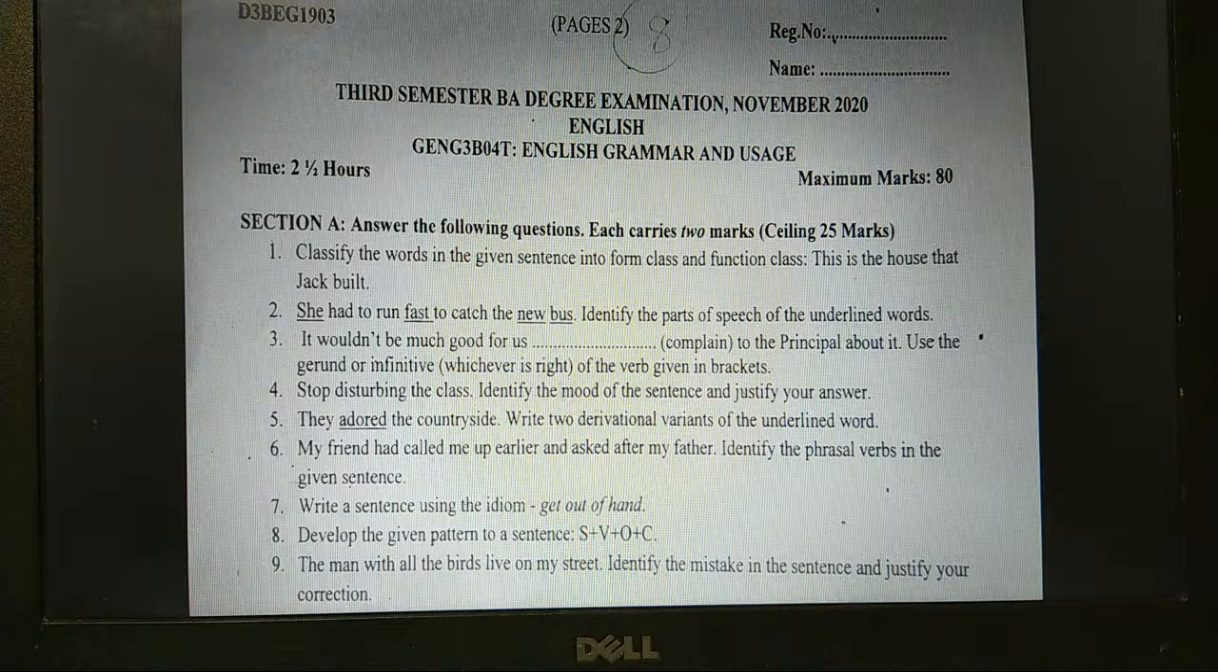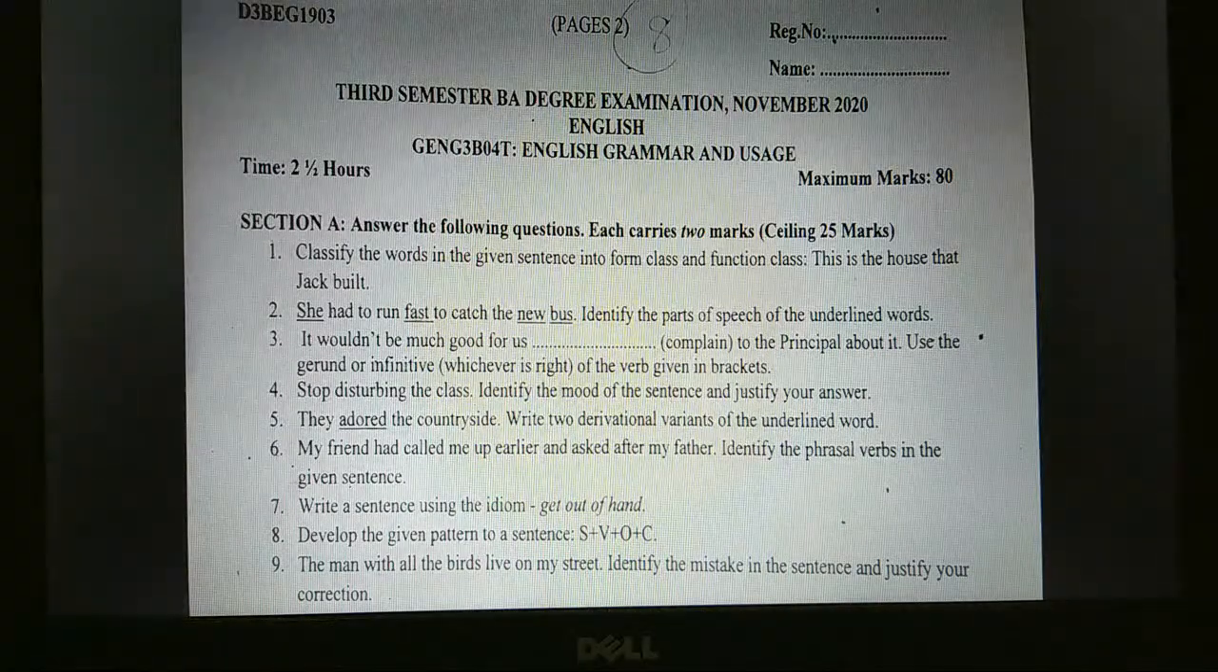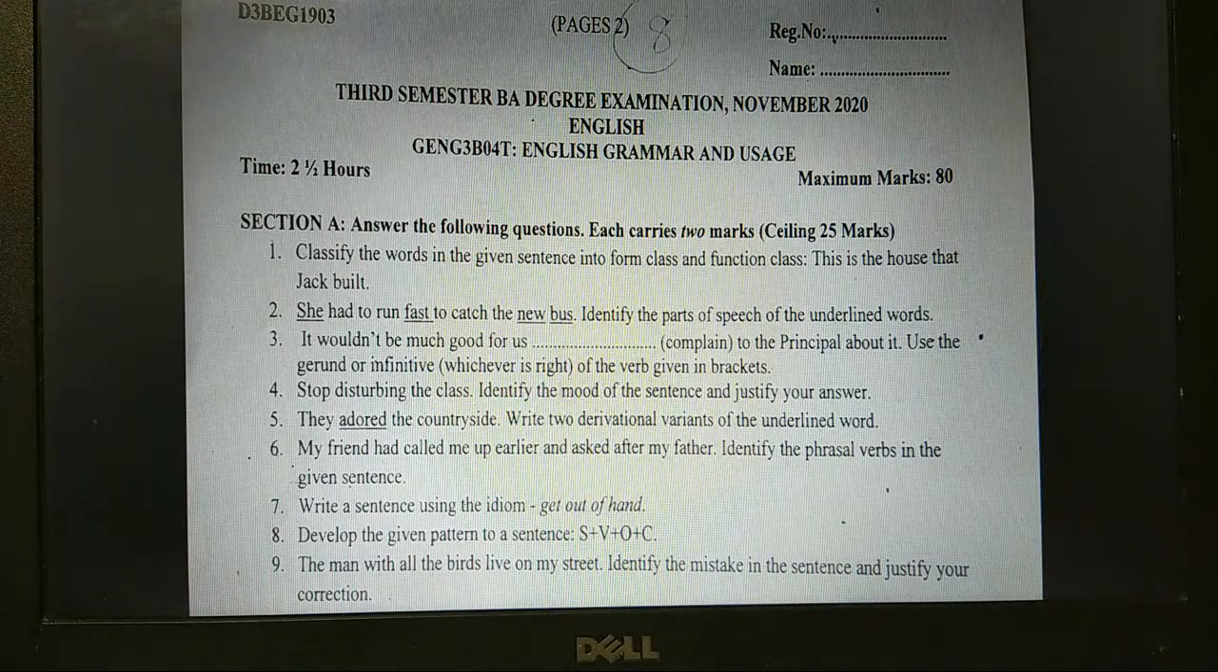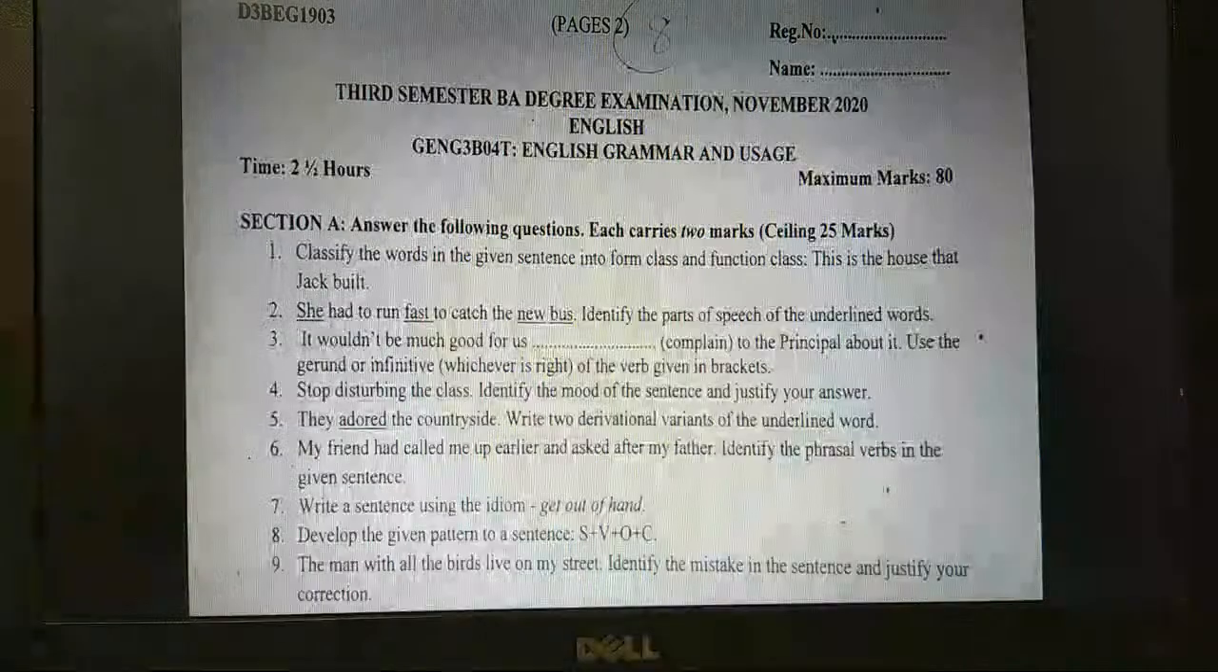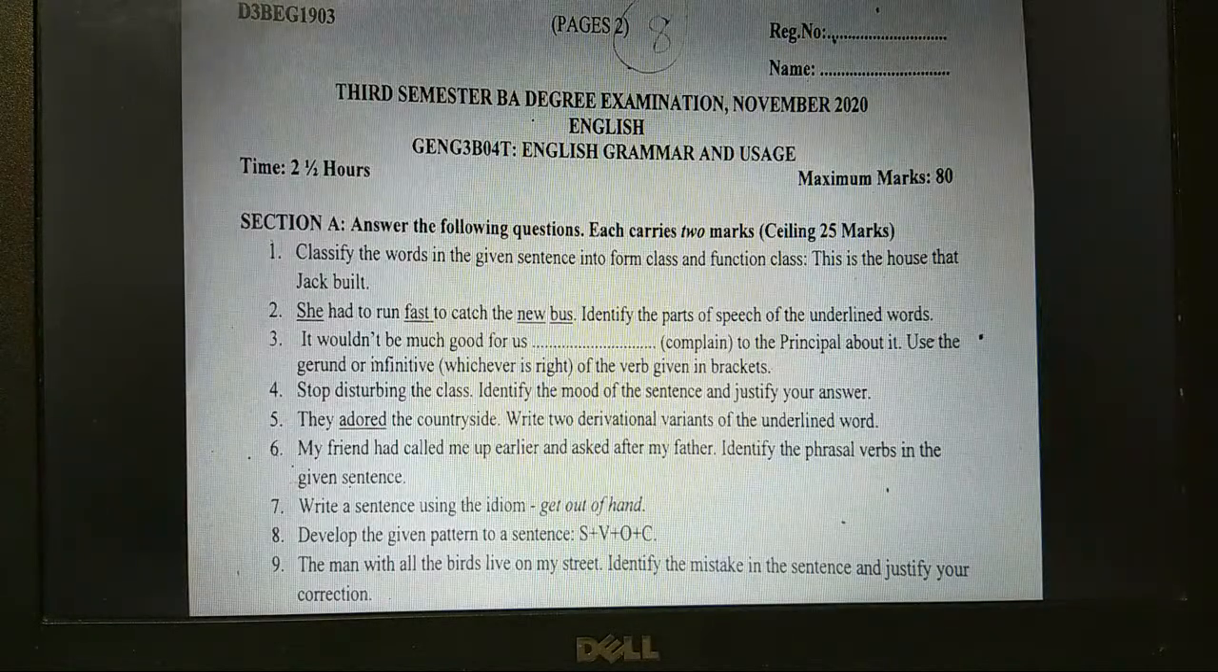Semester BA English question paper. The question paper is English grammar and usage. I hope you are doing well in your examinations, and I have a lot of blessings and prayers for the English grammar and usage exam. Study well, brush up everything once again, review everything, and prepare very well and go for your examination.